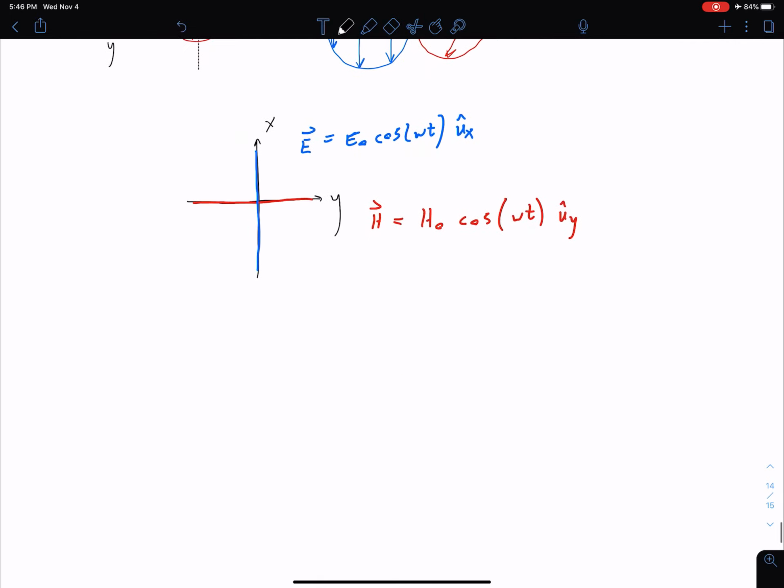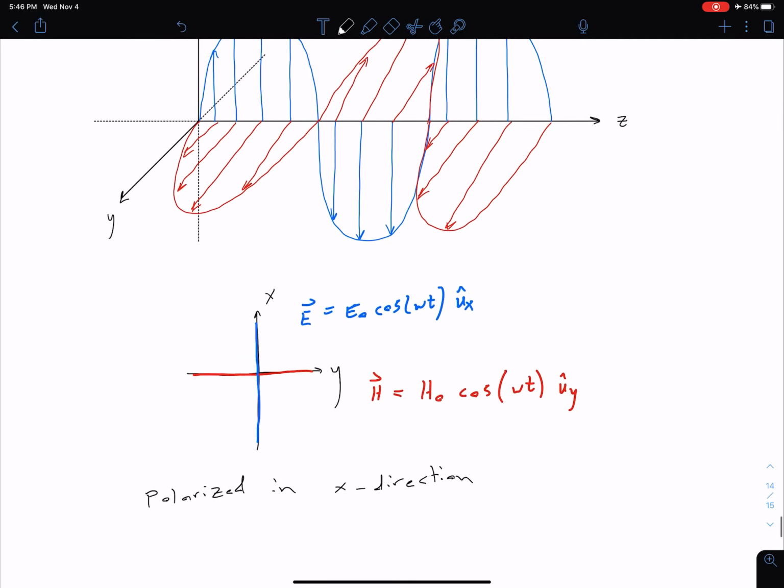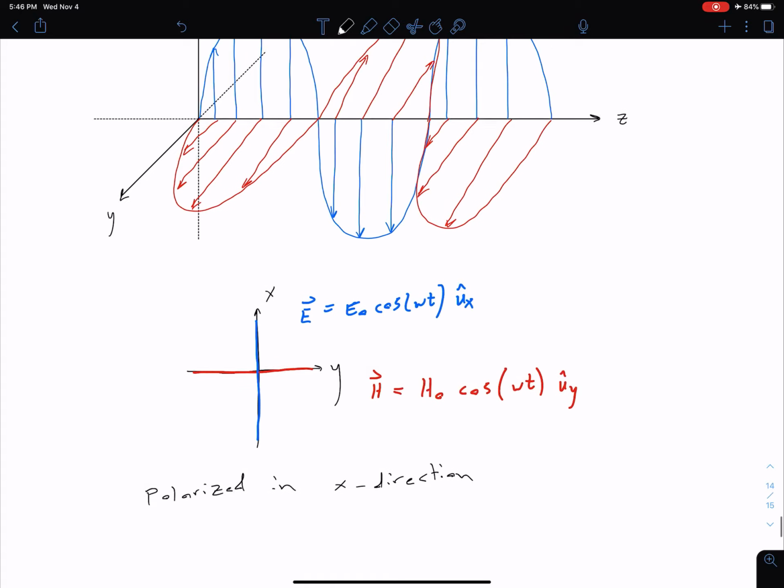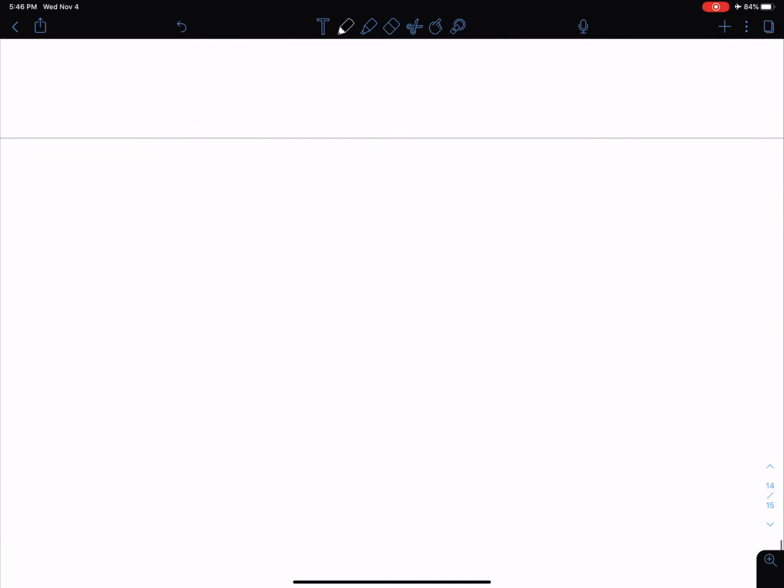For this particular wave, we could say that it's polarized in the x direction. All that is just the orientation of our electric field. In this case, it's along our x-axis, so we would say this TEM wave is polarized in our x direction. Okay, so with all of that in mind, let's come back to reality and look at a practical example, just real briefly.